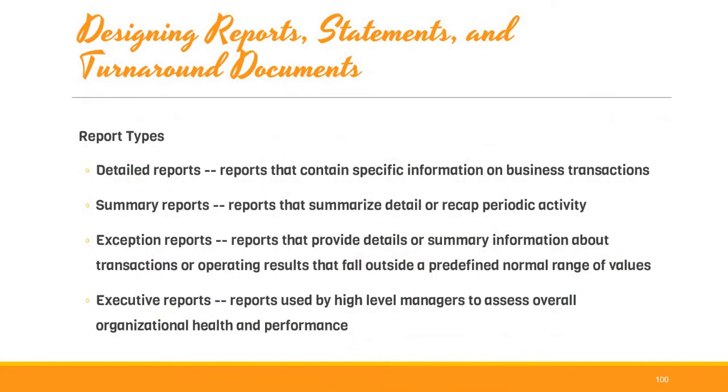There are four types of output reports commonly provided by an information system. So first is the detailed reports. So this contains specific information on business transactions. For example, a list of all overdue accounts with each line of the report presenting information about a particular account.